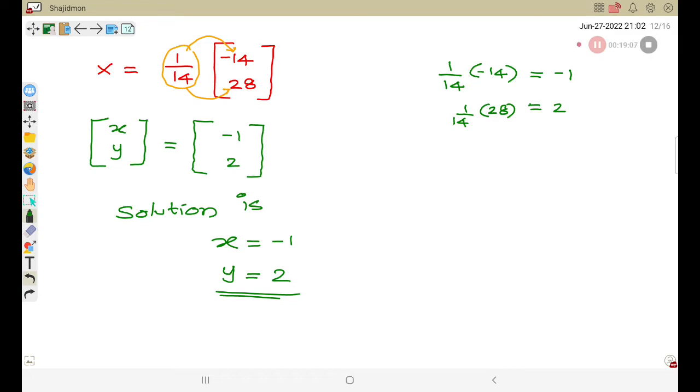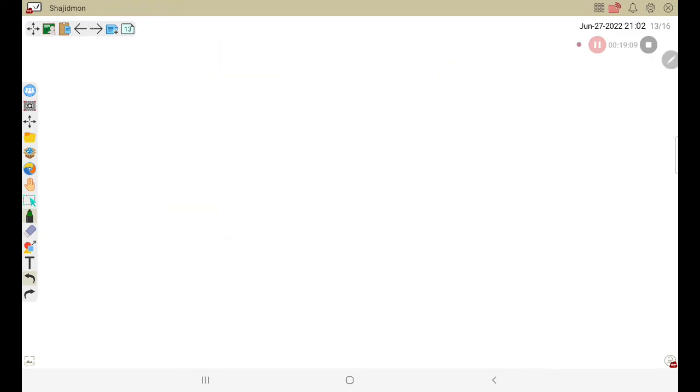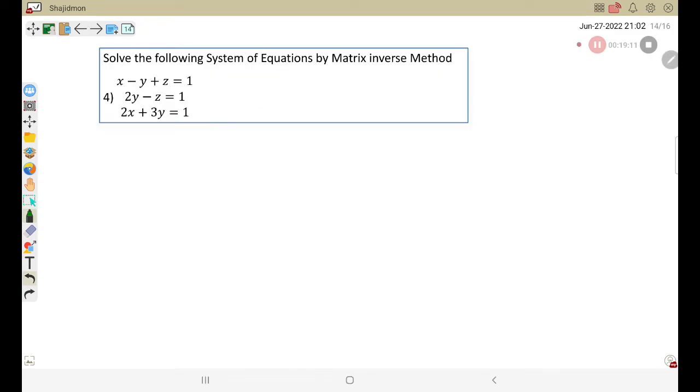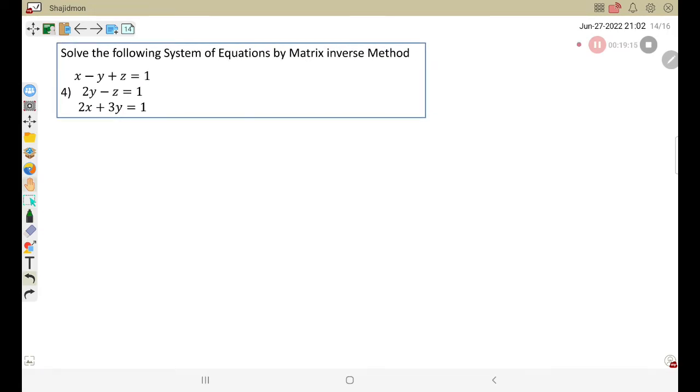Now we will do one question from a 3 by 3 system. How to find the solution of a 3 by 3 system. This is a little lengthy, but we are reducing it by writing the inverse directly here. So this is a 3 by 3 system solved by matrix inverse method. We need to calculate X, Y and Z. First we need to represent this system in matrix form, AX equal to B.